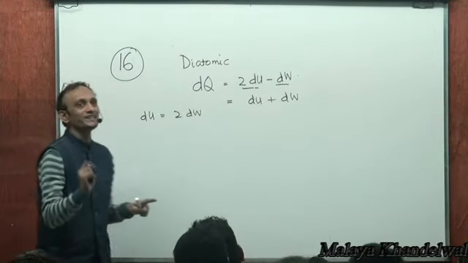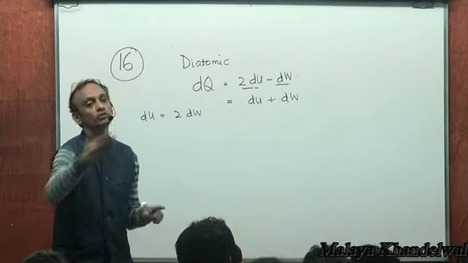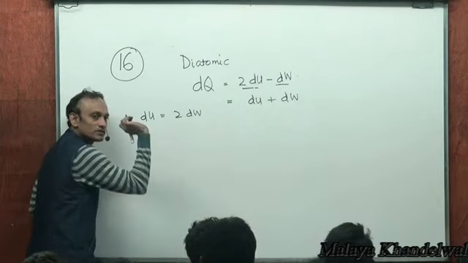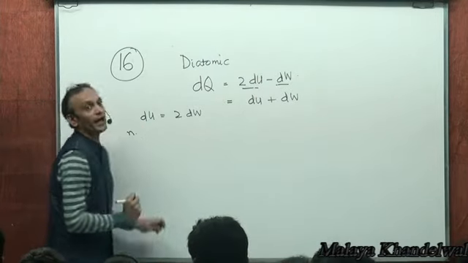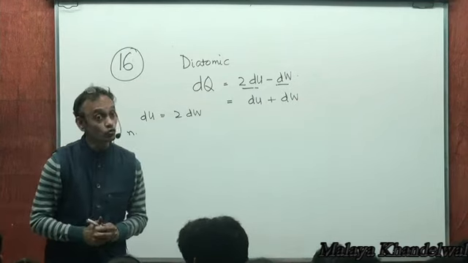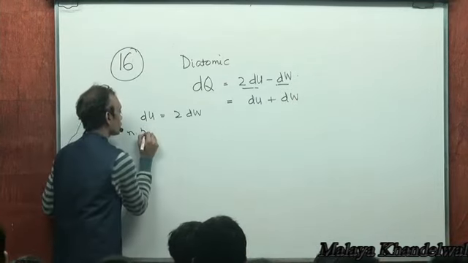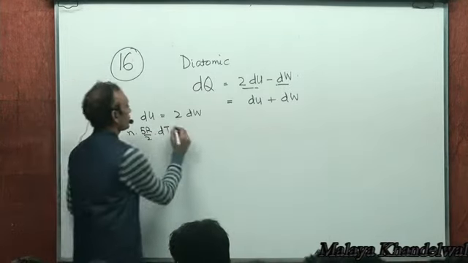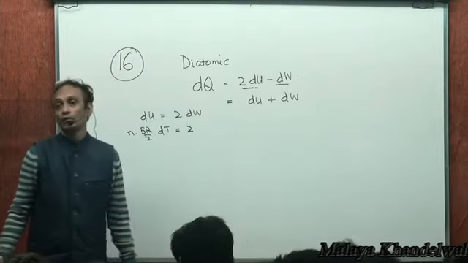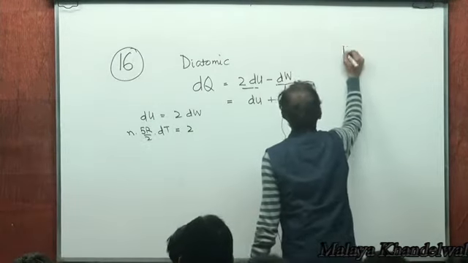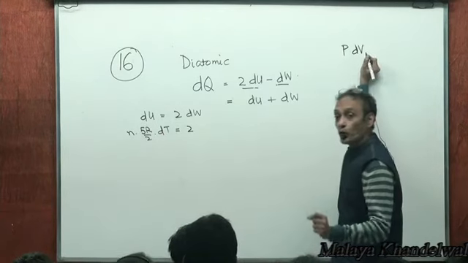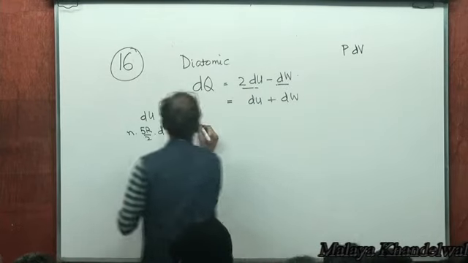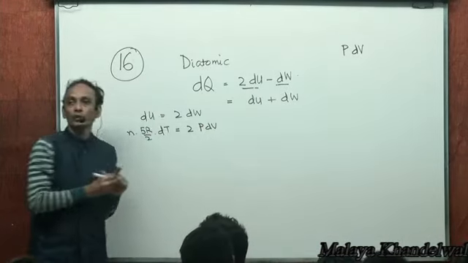So change in internal energy is n CV dT. Let me take n moles, right, into CV. CV for a diatomic gas is 5R by 2. So CV is 5R by 2 dT. That's the change in internal energy, right? Work done. Now, work done will always be PdV. For a small change in volume, pressure remains practically the same. Work done would be PdV.